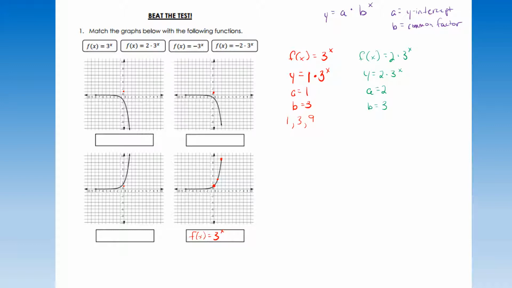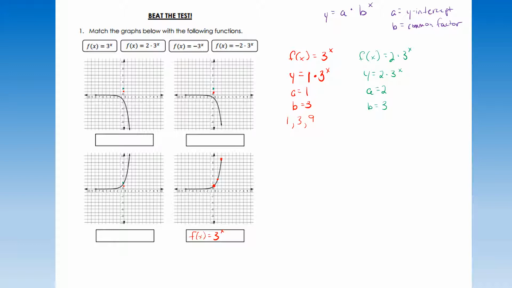So if my a term is 2, that's going to be my y-intercept. So I want to look at the 4 graphs here again, and I want to find where y is equal to 2. Well, that's here. So that graph is not going through 2. Here, that graph's not going through 2. But here, it looks like that graph is going through y equals 2.